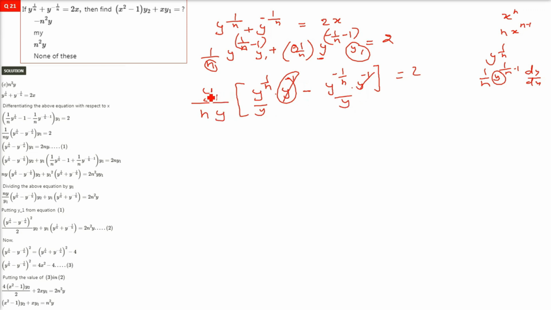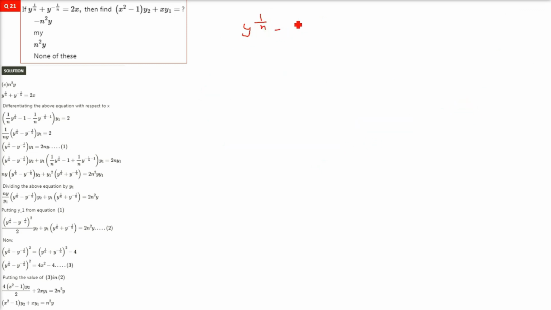So what we took outside is y1 divided by ny, and there are two terms inside, y raised 1 by n minus y raised minus 1 by n. So this will remain inside, and whatever is in the denominator you can take to the numerator on the other side. So n into y I am taking on the right hand side, it is 2ny. So this we are going to reuse. I mean we are going to replace somewhere. So what we have got up till now is y raised 1 by n minus y raised minus 1 by n into y1 is equal to 2ny.